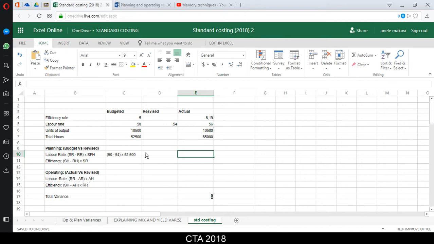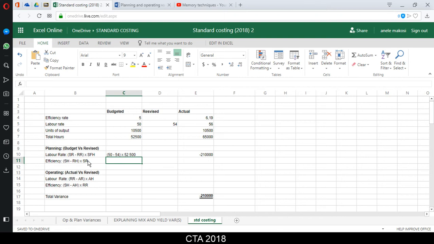So we take the 50 and then we deduct the 54, and then we multiply by the standard flexed hours. We have 210 there. The reason it's negative, it's adverse, is because per the budget we said we're going to pay them 50 per hour, but per the revised budget they are supposed to be paid 54. So there is an excess expenditure here of 4.